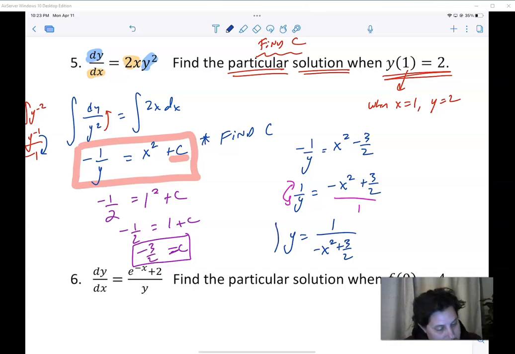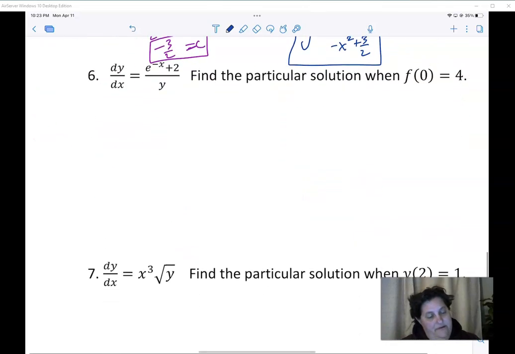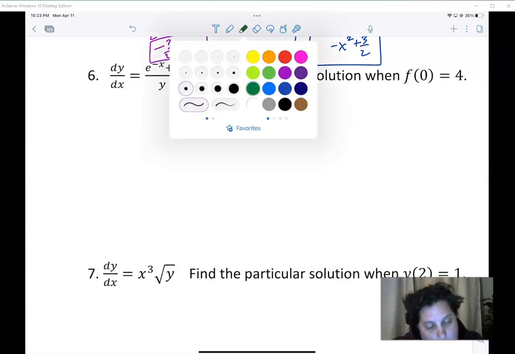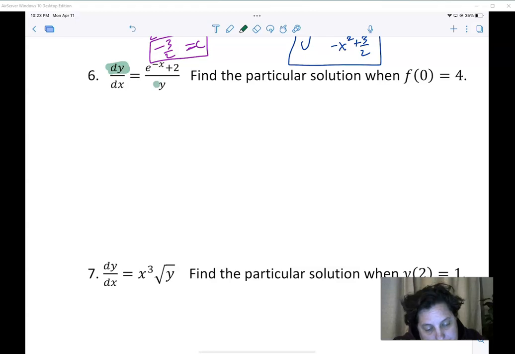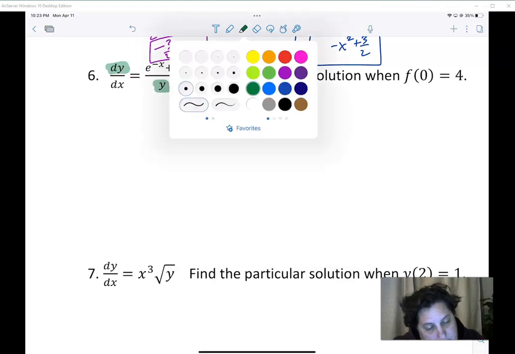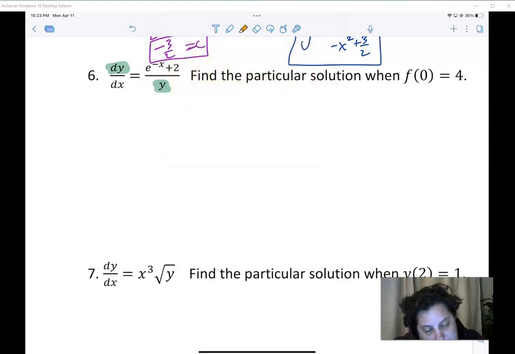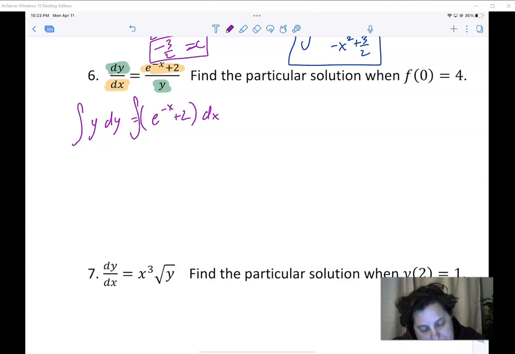Okay, sweet. Let's try another one here. Find the particular solution when f of 0 equals 4, dy/dx equals x over y. Okay? Separating these out. y dy equals e to the negative x plus 2 dx. Okay, integrate this.